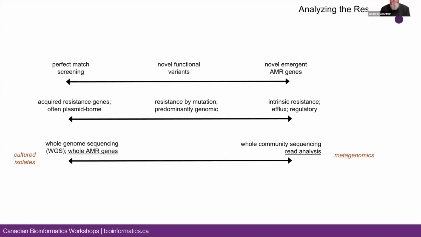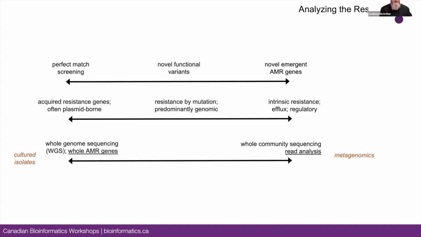Are we doing whole community sequencing on the right, which is metagenomics? So now we're sequencing a swab in the neonatal ICU, or we're sequencing a soil sample from a farm or wastewater from a municipality. This tends to be short read, tens of millions of sequences on an Illumina platform. So now you don't have complete genes or genomes, you have short sequencing reads.